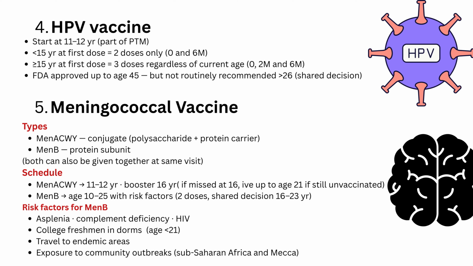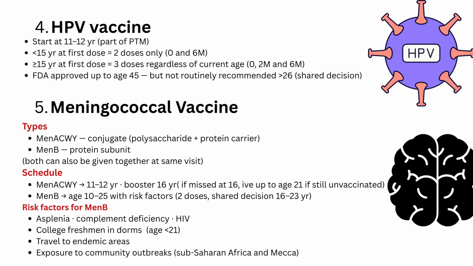Now let's move on to meningococcal vaccines. There are 2 main types, and they protect against different strains. MenACWY is a conjugate vaccine, and MenB is a protein subunit vaccine. Both can be given at the same visit if needed. MenACWY is given at 11 to 12 years of age, with a booster dose at 16 years.